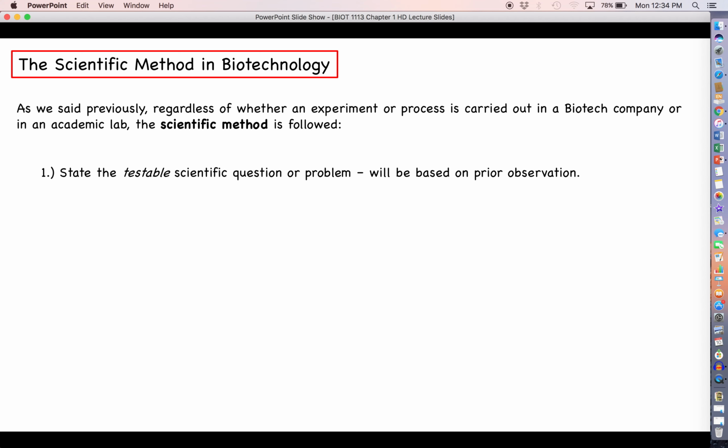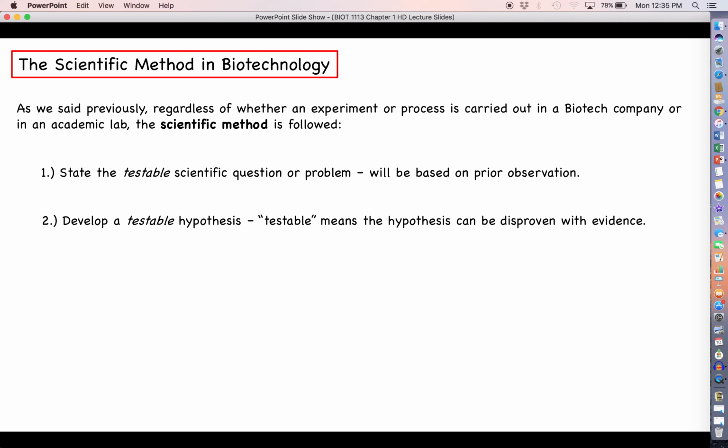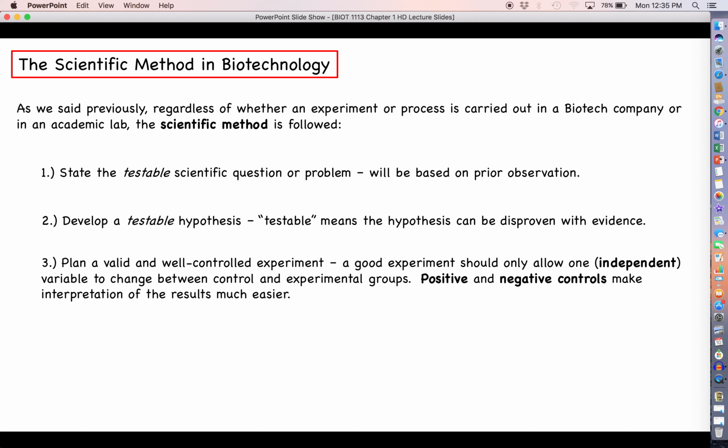So whatever your question or problem is, it's likely going to be based on prior observation, whether experiments in the past have led you to this point, things that you read in the literature have led you to this point, or some idea that you've had. Something is going to lead you to asking this question or posing this problem. You want to develop a testable hypothesis. Again, testable means that certain experimental evidence could not only lead to affirmation of your hypothesis, but it's important that your hypothesis can be disproven as well. In fact, most hypotheses will be disproven. It's just the way things go.